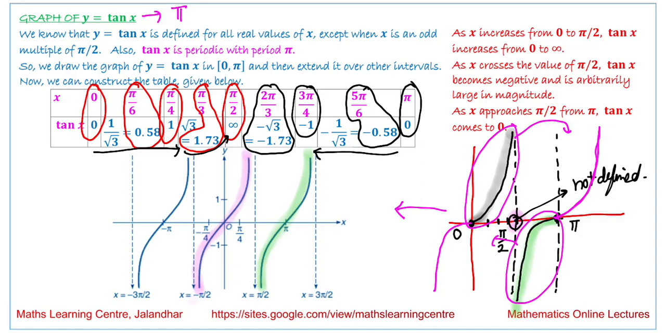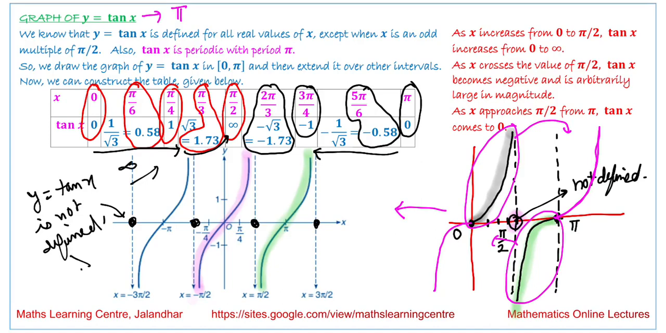It is important to note over here that the function is not defined at pi by 2, 3 pi by 2, minus pi by 2, minus 3 pi by 2. The function y is equal to tan x is not defined at these points, as these values are approaching infinity or minus infinity.